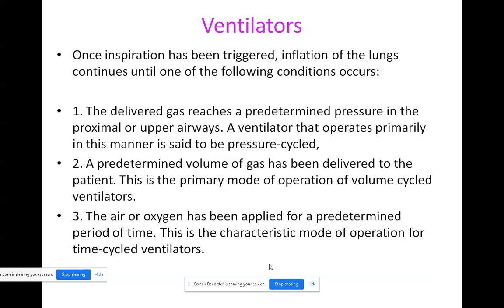Then the third point, based on time. Okay, the period of time we are sending the air or oxygen to the lungs is used in this mode. That is the time cycled ventilator. So three points: based on pressure, based on volume, based on time. Depending on these three, you are going to provide the gas or oxygen to the lungs.